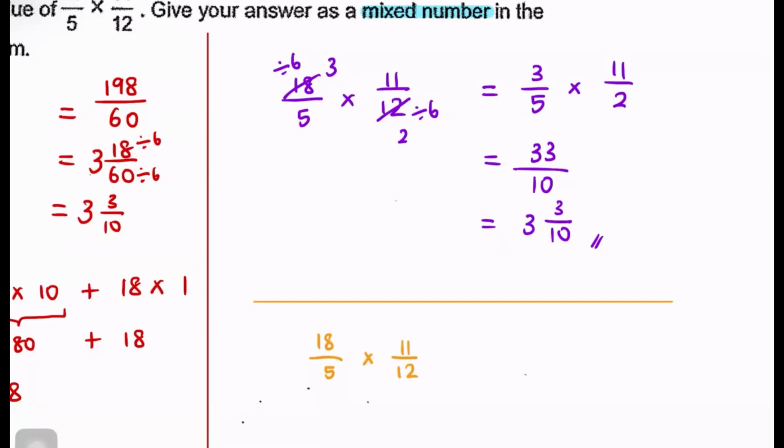Why is it called cancelling? It's because you are trying to cancel the numbers and make them smaller. But you cannot just cancel anyhow. There's a reason. Can we simplify? Yes. Okay, let me restart. Fraction times fraction. Now, can 18 over 5 be simplified any further? Cannot. What about 11 over 12? Cannot, right? So when I say simplify here in the cancelling method, I don't mean cancel in the individual fraction because they cannot be simplified anymore.